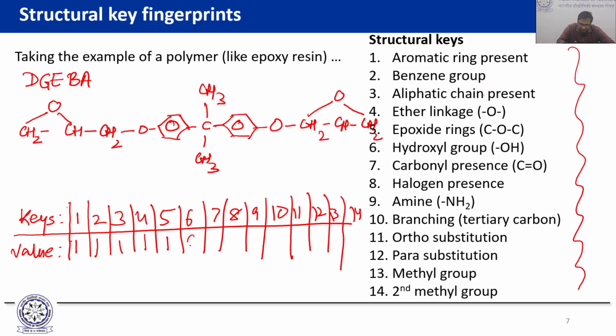We do not have a hydroxyl group, so the value for this key becomes 0. We do not have carbonyl, so the value for this key becomes 0. We are not having any halogens over here. We are not having any amines over here. Do we have some sort of branching? Yes, we do have branching, so I'm going to put the value here as 1. We do not really have any ortho substitution, para substitution, and so on and so forth. Okay, and then similarly you can put the values for the methyl group, ethyl group, and that's how you can create a structural fingerprint for a reasonably involved molecule like an epoxy.